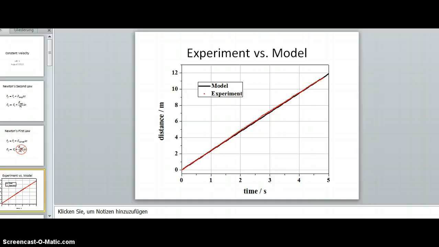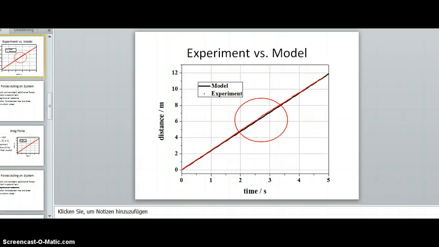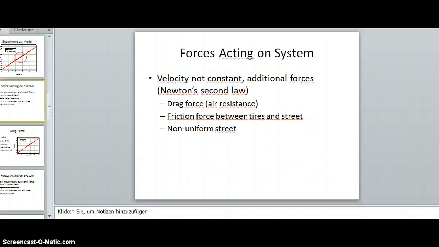It is shown that the experimental data fit well with the simulation, except in the middle part. Because the velocity is not constant, we have additional forces: drag forces, friction forces, and forces through non-uniform ground acting on the system. Let's see which is the major reason for the middle part. So we can go through the explanations.